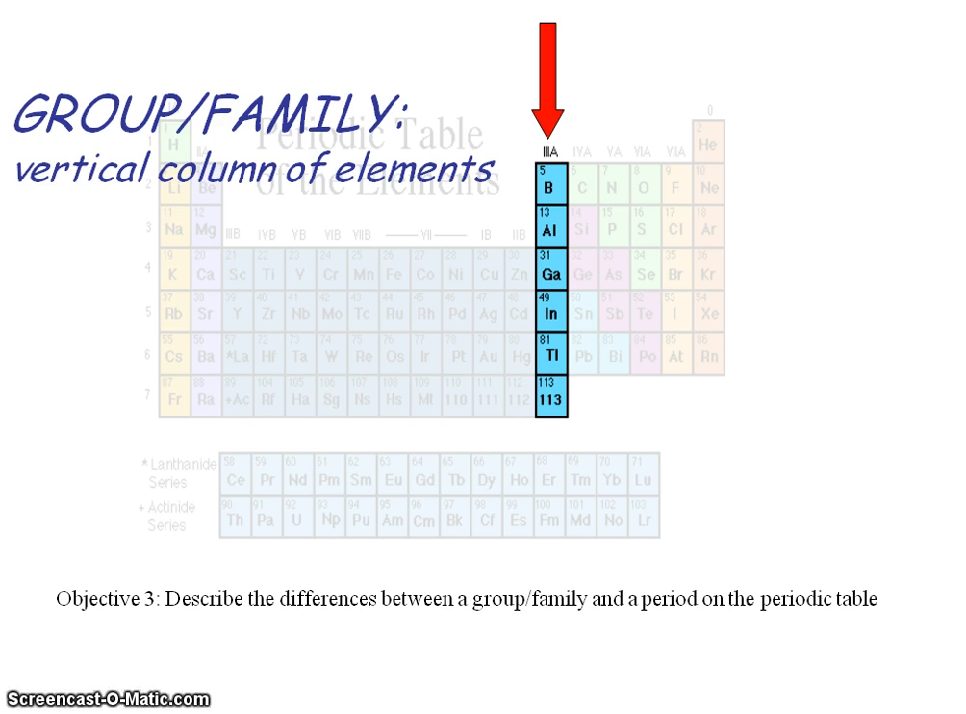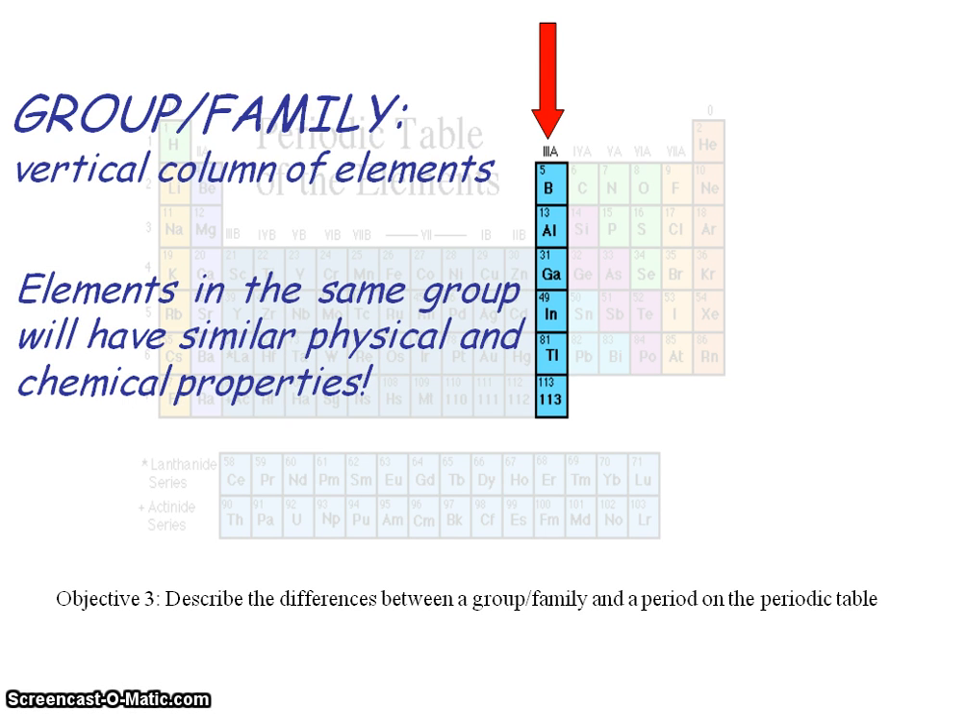A group, or a family, is a vertical column of elements. Elements in the same group will have similar physical and chemical properties. That won't be true for the elements within a period. But the elements within a period, as we said before, will have electrons in the same principal energy level.